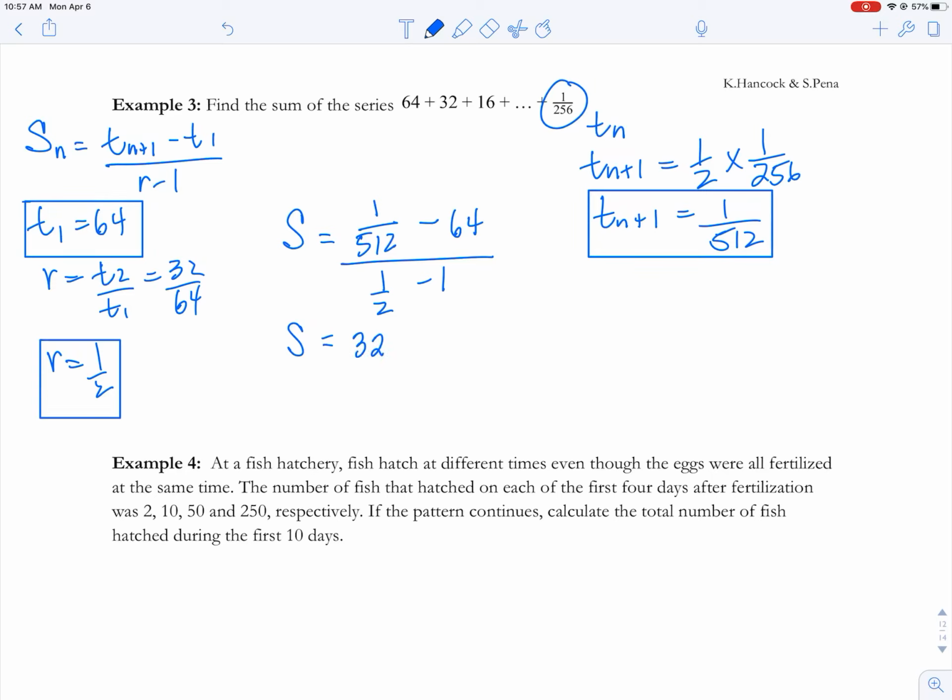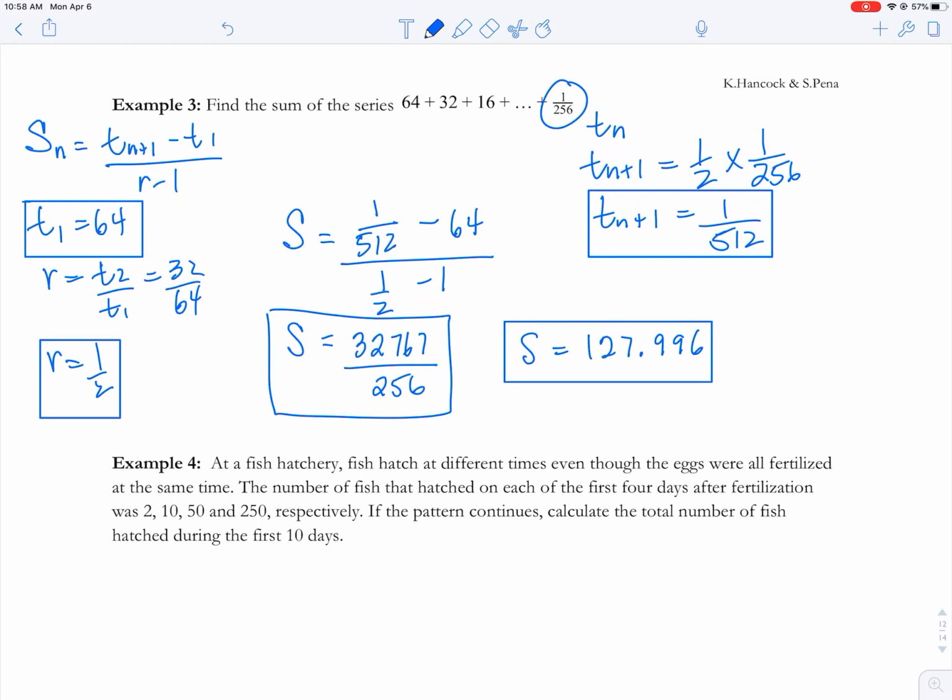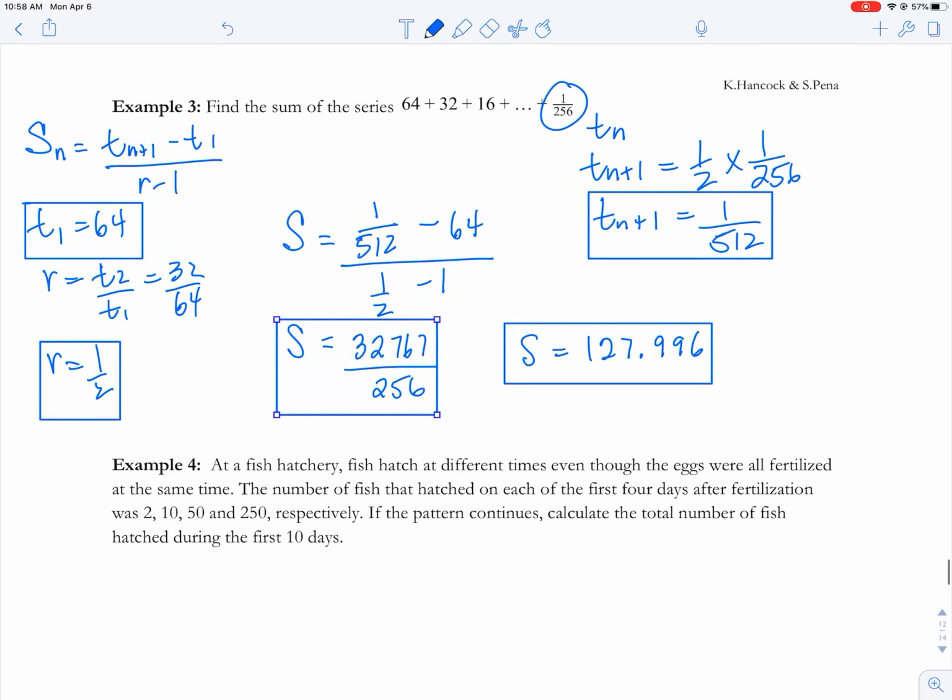It gave me 32,767 over 256, or if you write it as a decimal, it was 127.996. So either one of these works as your final answer for the sum of that series.